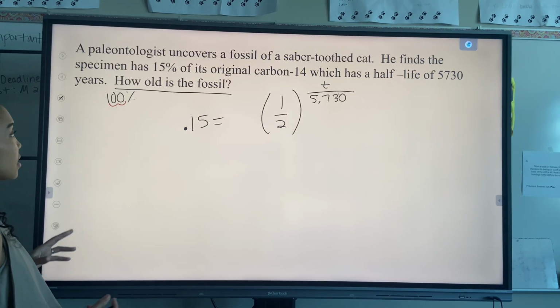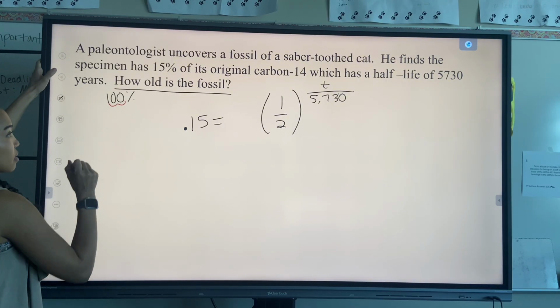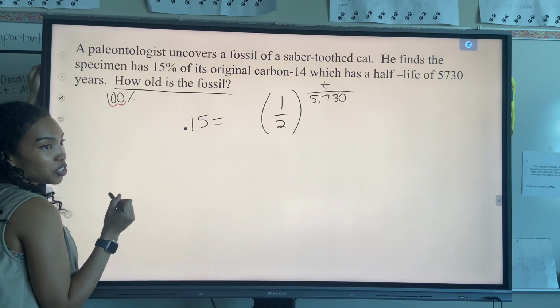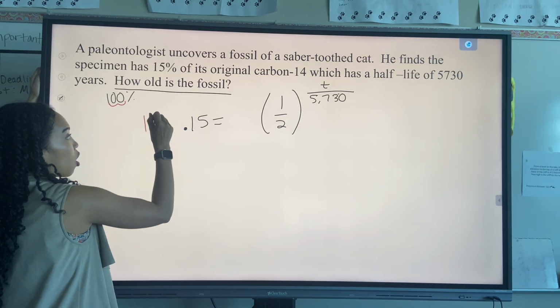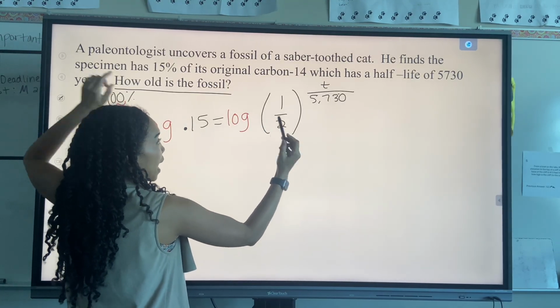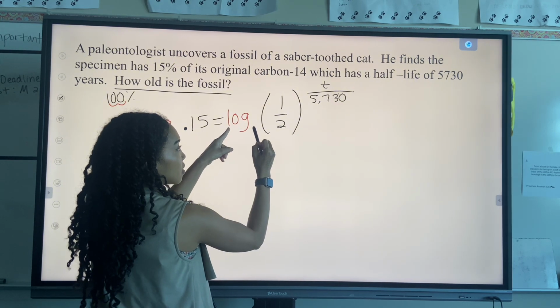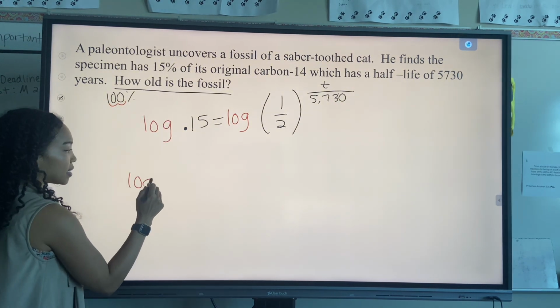Now guys, this problem is similar to what we did previously. And let me show you what I'm going to do. I'm going to take the log of both sides. However, I would like these to cancel out. So what should I put as my base? Do you guys remember this identity?